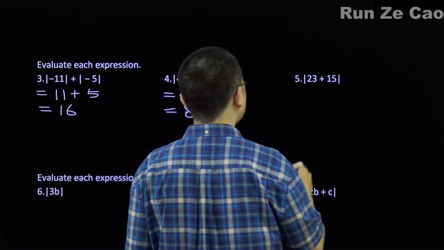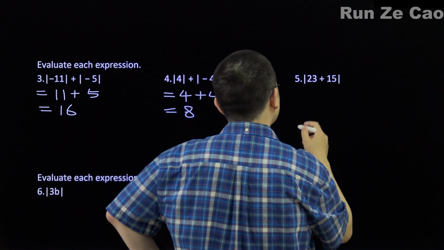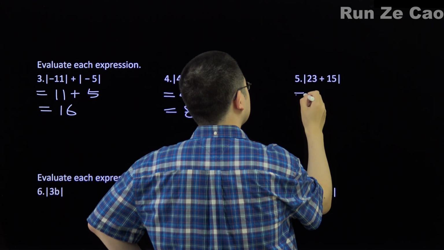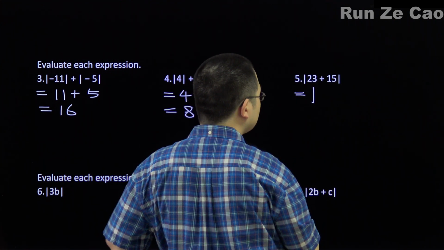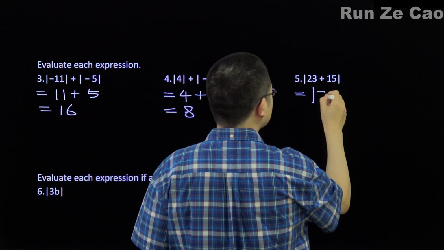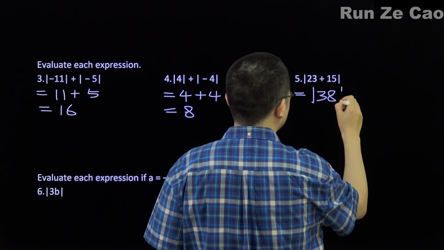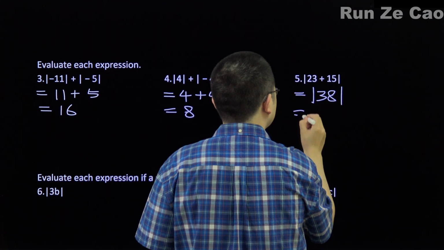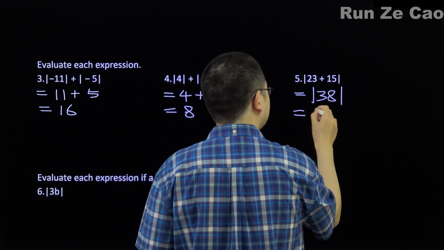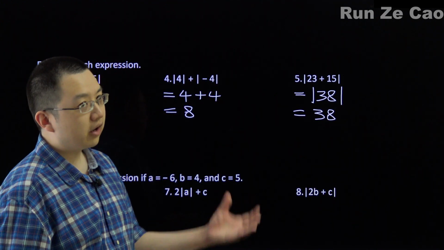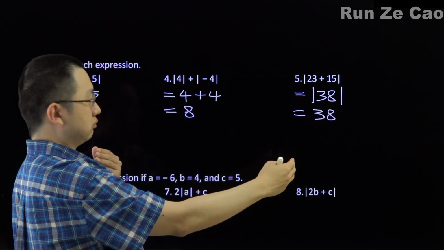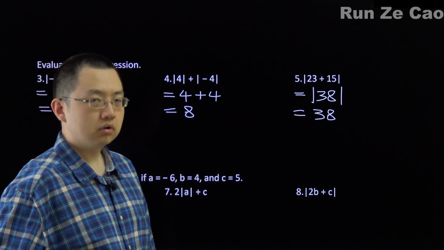So 23 plus 15, magnituded, that means we take the magnitude of the result, which is 38. So the magnitude of 38 is, of course, 38. Because how far is 38 away from 0? Well, it's just 38 units.